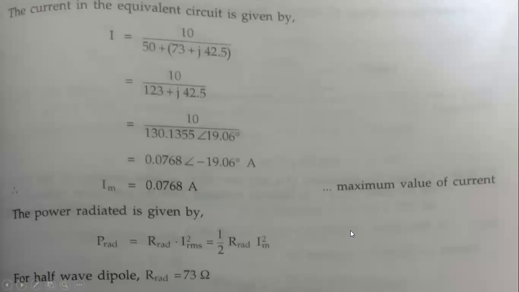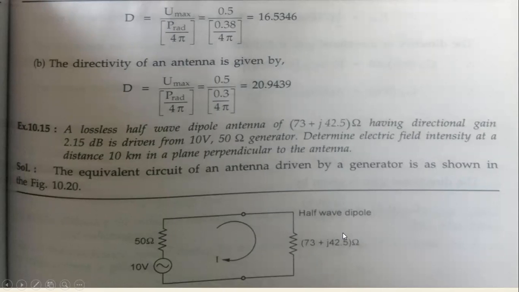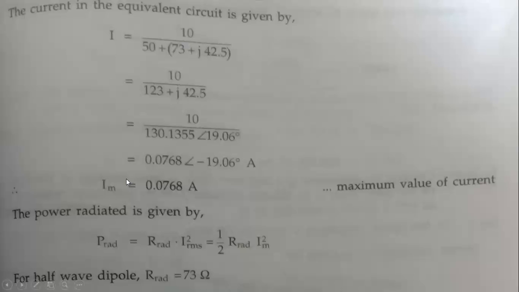If you observe this equivalent circuitry, you will find that the impedance of the half wave dipole is 73 plus j of 42.5 ohm. The current will flow, the resistance value is 50 ohm, and the 10 volt is given. So how can we find the current and the radiated power? The current can be calculated from the equivalent circuitry with Ohm's law, I equals V by R. So V will be 10 divided by R.